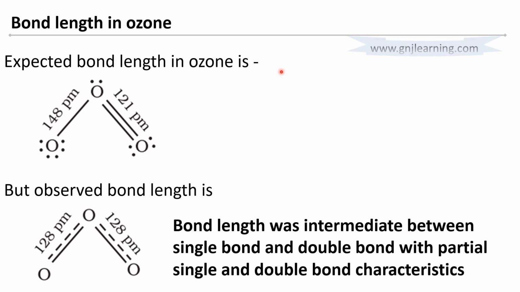Clear? So again, to conclude this slide, what they were expecting, or what we know from the Lewis dot structure, is that one bond is single bond and the other one is double bond for ozone. But what they have observed is that both bonds are of same length, and also they have partial single bond and double bond characteristics, which can be represented like this. Now they are trying to explain why is it so. That's what we are going to see in the next slide.